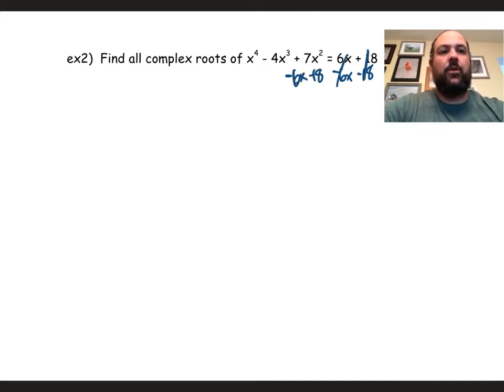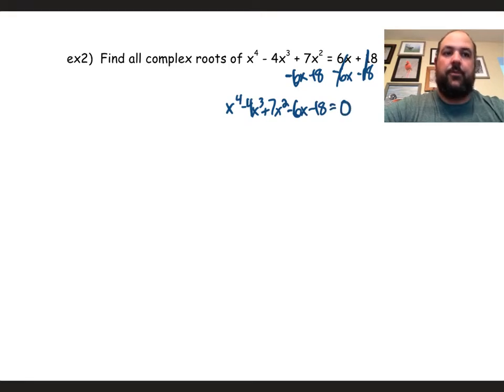All right, so now what that leaves us is x to the fourth minus 4x cubed plus 7x squared minus 6x minus 18 equals 0. And now we're going to go through, find our p over q values, test them, and try to get down to our final answer. So if you want to pause it and try that on your own, go ahead. Otherwise, I'm going to keep going.